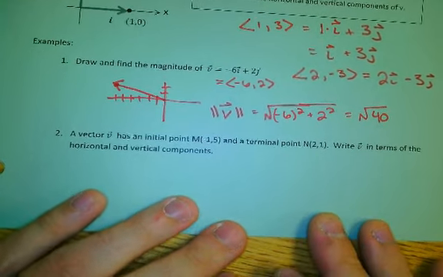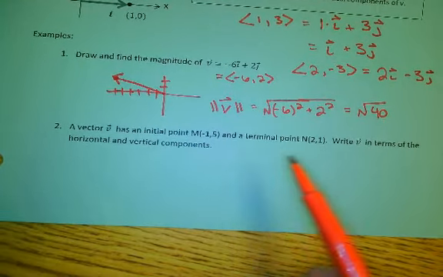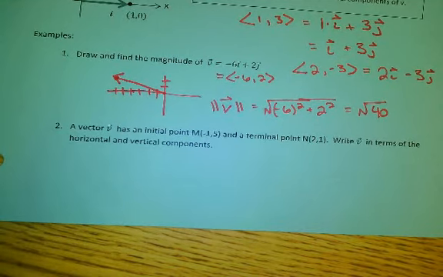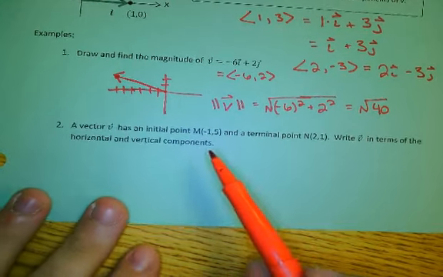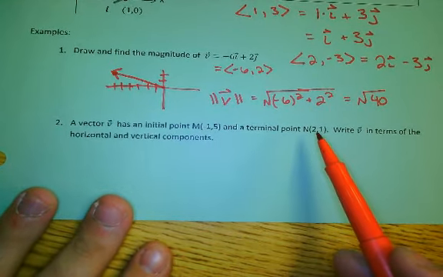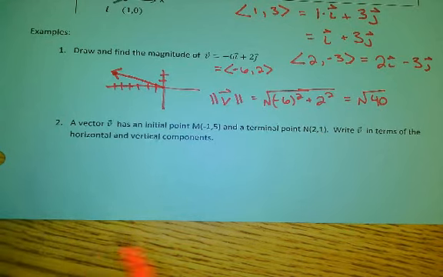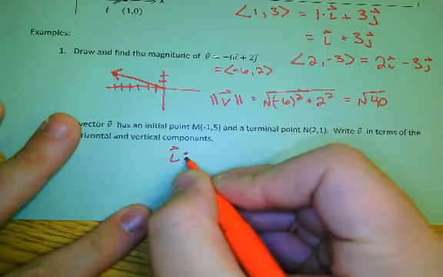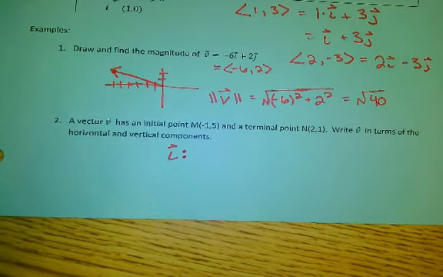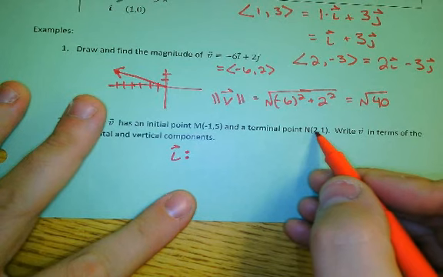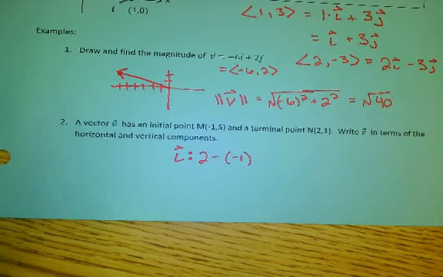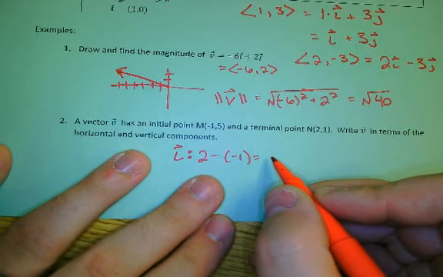Okay, number 2, we're writing this out in that form. So we did this before, doing it in component form, which is chevron form. And now we're going to do this in i and j form, which is also known as the horizontal and vertical components. So we have initial point M, ending point N. So let's find the horizontal and the vertical components. In the i direction, I'm doing what minus what? Ending at 2. So we got 2 minus negative 1, which is 3.